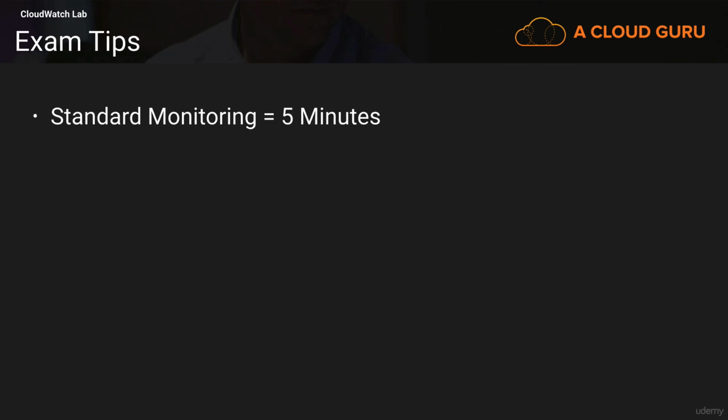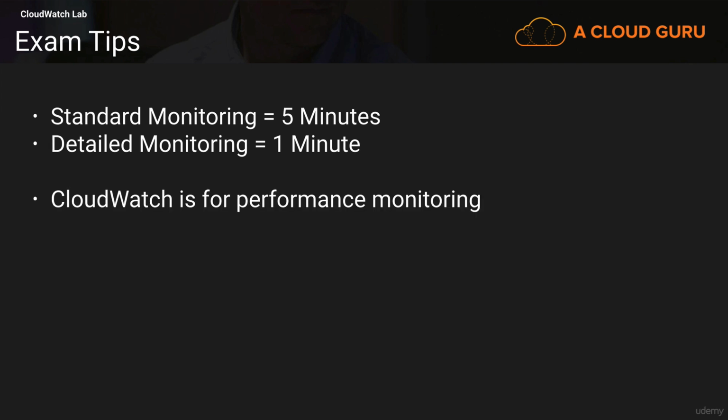Moving on to CloudWatch. Your standard monitoring is enabled by default for EC2, and it monitors events on a 5-minute basis. You can enable detailed monitoring, and then it will report your events every 1 minute, but you do pay extra for that. CloudWatch is for performance monitoring. Just remember that. Don't confuse it with CloudTrail. CloudTrail is for auditing. And again, that's a popular sort of scenario question.